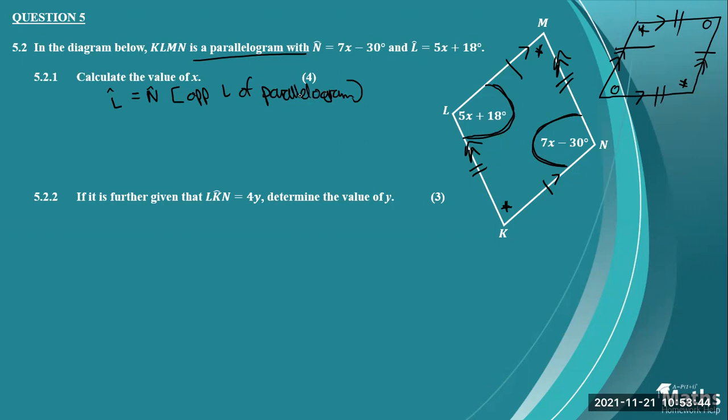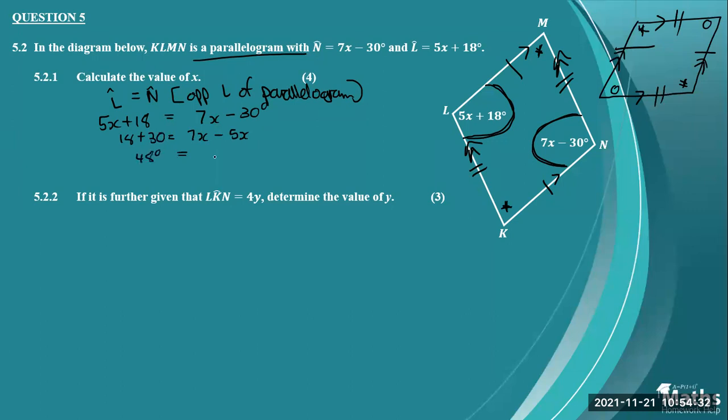Go and redraw the square, the rectangle, the rhombus, and the parallelogram, and the kite, of course, and go and check in your textbooks if you know the properties. Make associations, make use of little symbols. Right. So to calculate the value of x, we can just say, therefore, 5x plus 18 will be equal to 7x minus 30. So I'm just going to take this over. So it will be 7x minus 5x. You could have taken it over to the left side. And it's 18 plus 30.